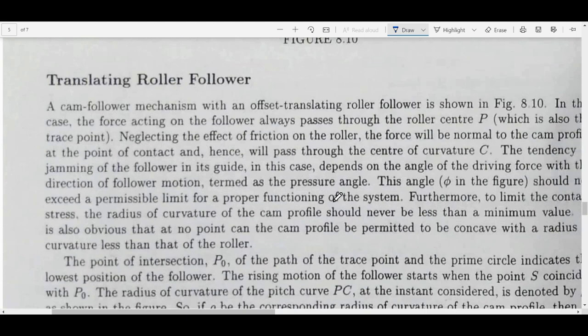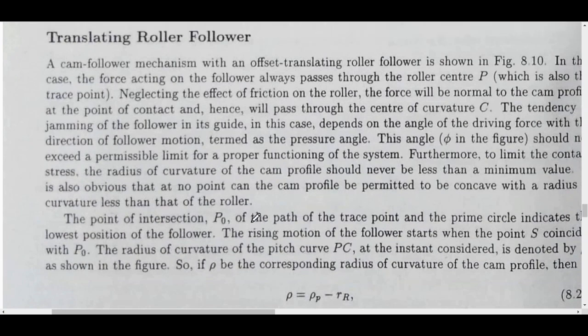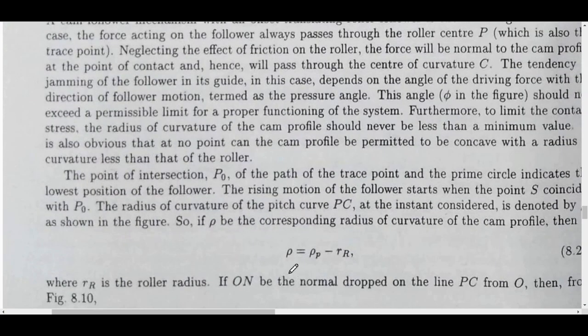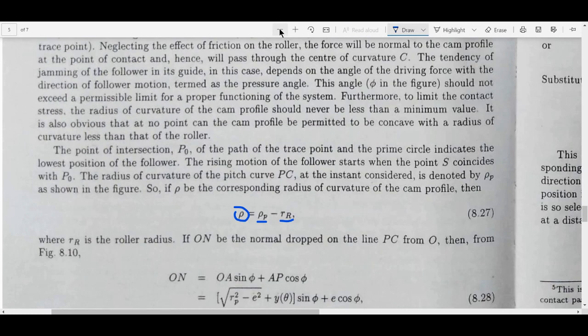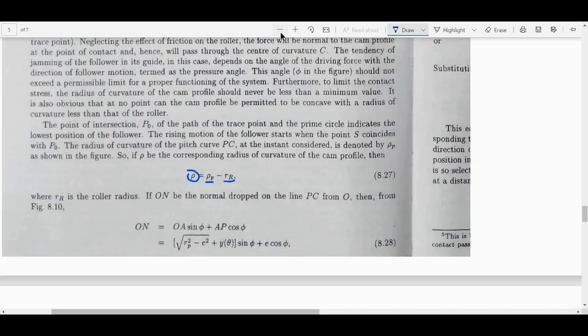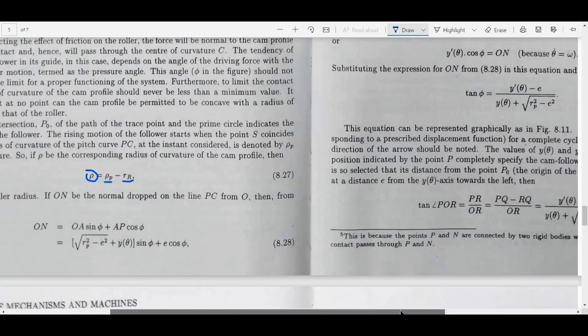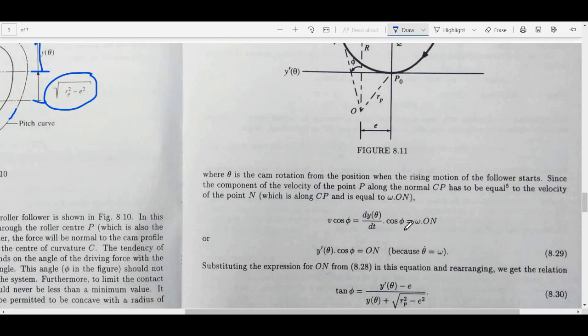Okay, so now here, we have the radius of the pitch circle, radius of the roller. We don't want the cam profile radius to be too small. We may have all of these constraints, but let us see how our sizing proceeds. Okay, so something very clever happens here as well.